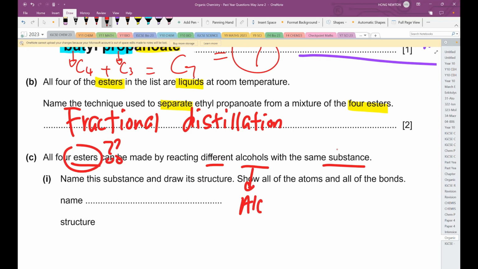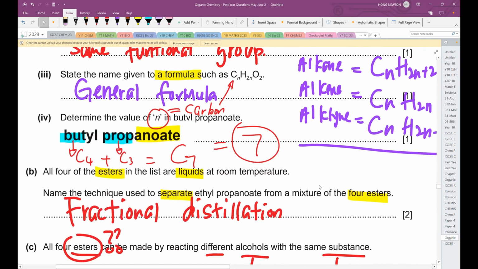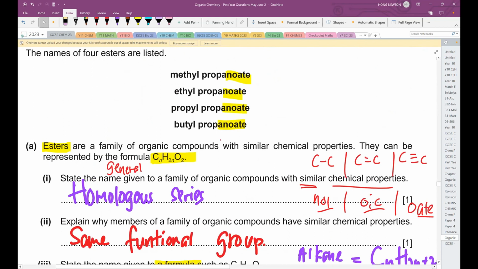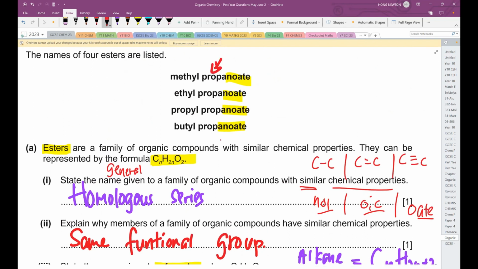Alcohol plus what substance? Yeah, so this is the carboxylic acid. Carboxylic acid, okay? So what is the name of the carboxylic acid that we're going to add with the probe here? Okay? The probe.